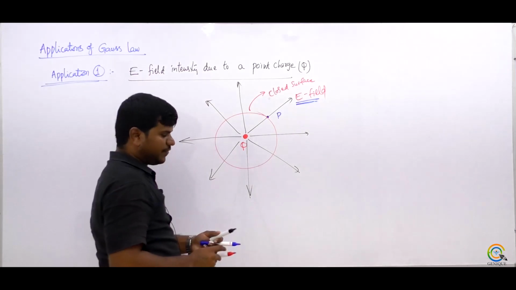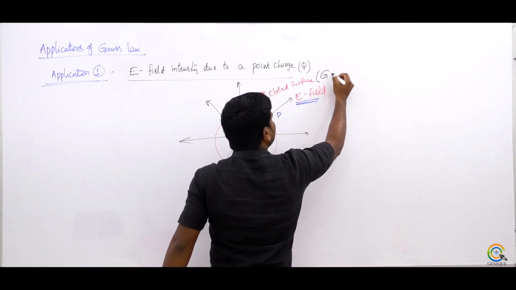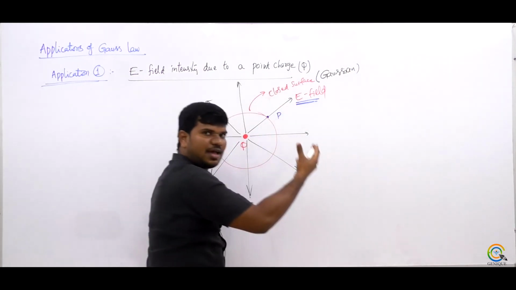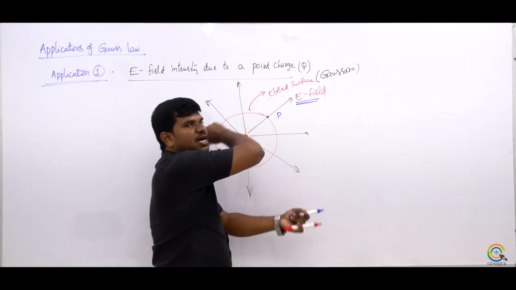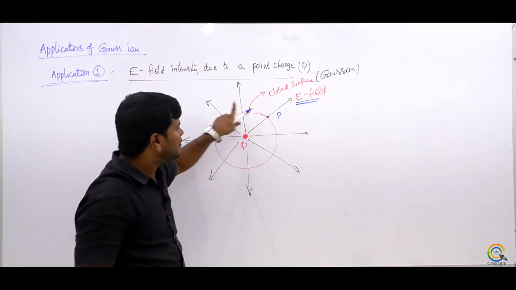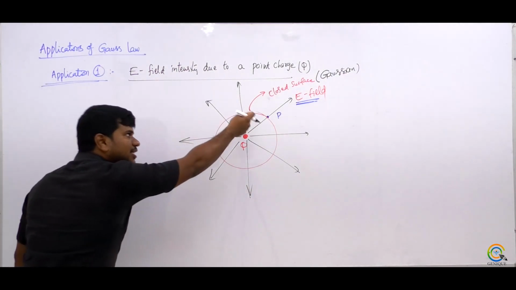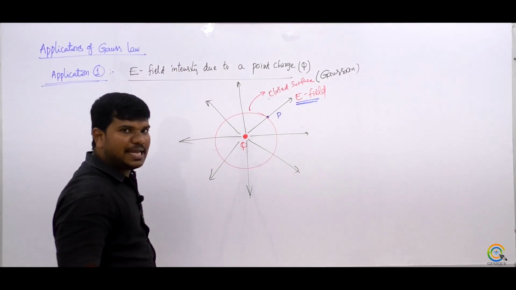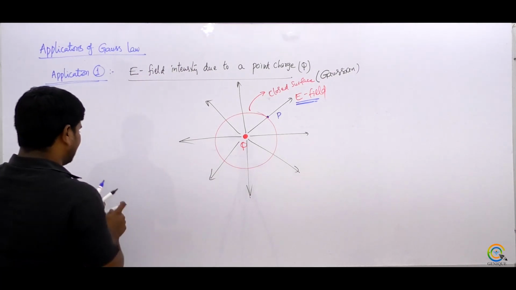It is a closed surface. It is also called the Gaussian surface, because I am applying Gauss law. So I consider a closed surface around the charge. That closed surface around the charge is called the Gaussian surface. So I am considering this surface. Now I have to apply Gauss law to find this electric field intensity.